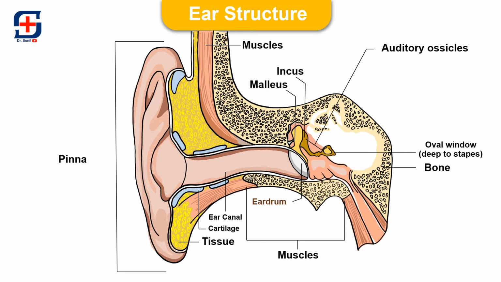Tympanic membrane. The thin semi-transparent tympanic membrane, or eardrum, forms the boundary between the outer and the middle ear. It stretches obliquely across the end of the external canal. Its diameter is about 8 to 10 millimeters. Its shape is that of a flat cone with its apex directed inward.